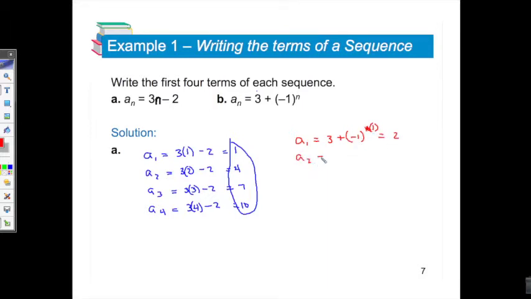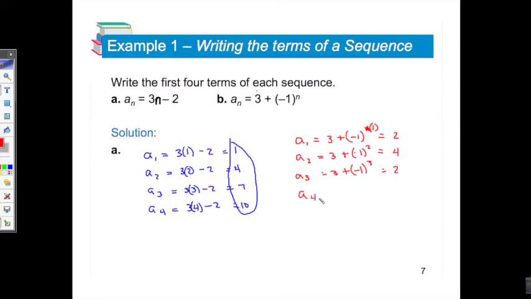A sub 2 will equal 3 plus negative 1 raised to the second power. Now a negative raised to an even power becomes a positive, and since it's a 1, it's simply just a positive 1. 3 plus 1, 4. A sub 3 equals 3 plus negative 1 raised to the third power. Now this negative 1 is being raised to an odd power, which means it's going to again turn back to a negative 1. So 3 minus 1, 2.